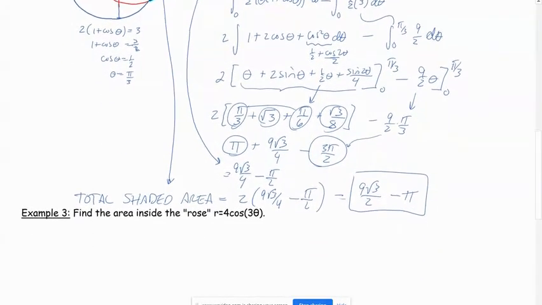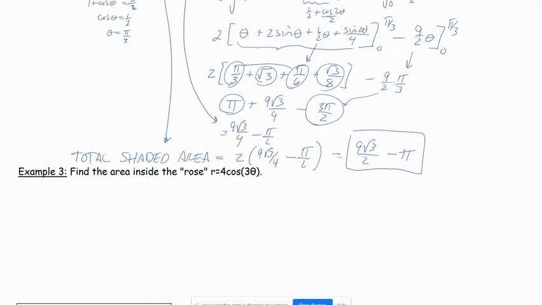Okay, I would like you to try example 3. You're going to find the total area inside the rose. Now remember, this is an odd value, so that means it's going to have 3 petals. So this rose has 3 petals. What I suggest you do is just find the area of 1 petal and multiply by 3, or you could even find the area of half a petal and multiply by 6.